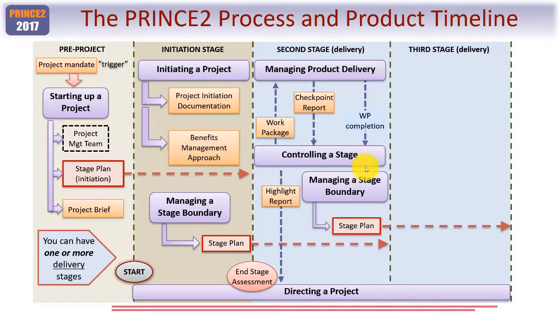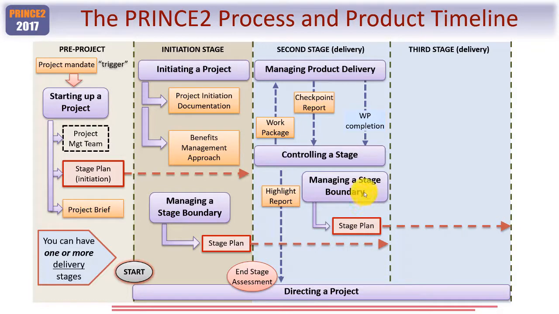Now, let's assume that the last work package has been given out and work is drawing to a close. In other words, all of the products within the stage have been or are about to be completed. The project manager will once again use the managing a stage boundary process to prepare for the next stage. In my example, the third and final one. Yet again, this process will, amongst other things, have the project manager creating the next stage plan.